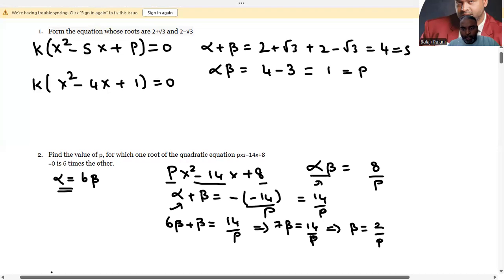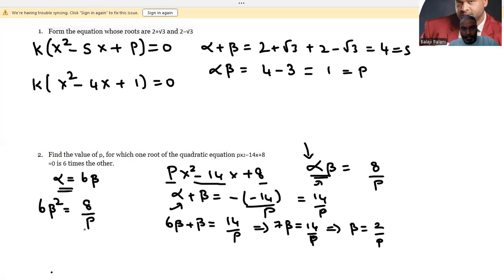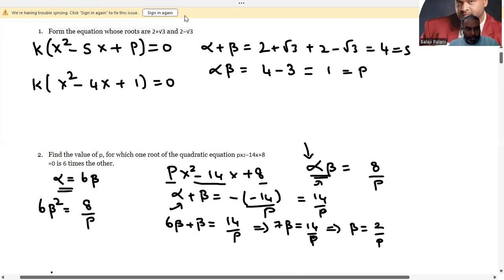In the product, you replace alpha as 6 beta. You get 6 beta into beta, which is 6 beta square, which is equal to 8 by p. Hope you understood this. So, alpha is equal to 6 beta, we use it in both places, in the sum and in the product. The value of beta is known, 2 by p. Now, put that here in place of beta.